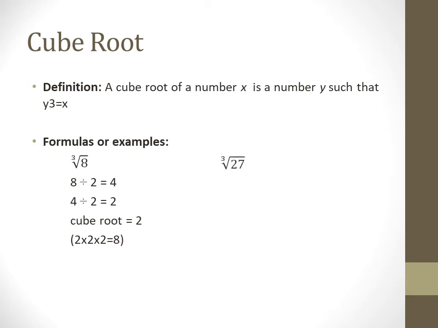What about the cube root of 27? All right. Again, we're working backwards. Well, 27 divided by 3 equals 9. 9 divided by 3 equals 3. The cube root is 3, because 3 times 3 times 3 equals 27.